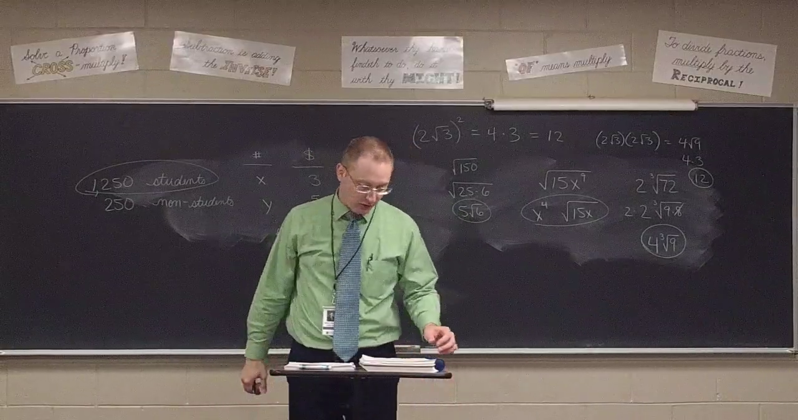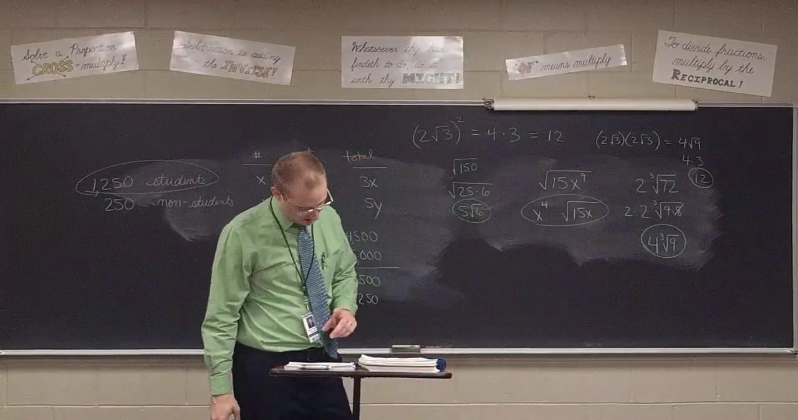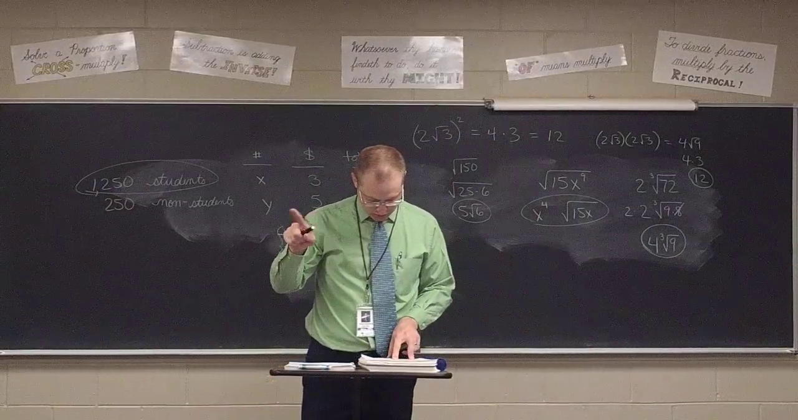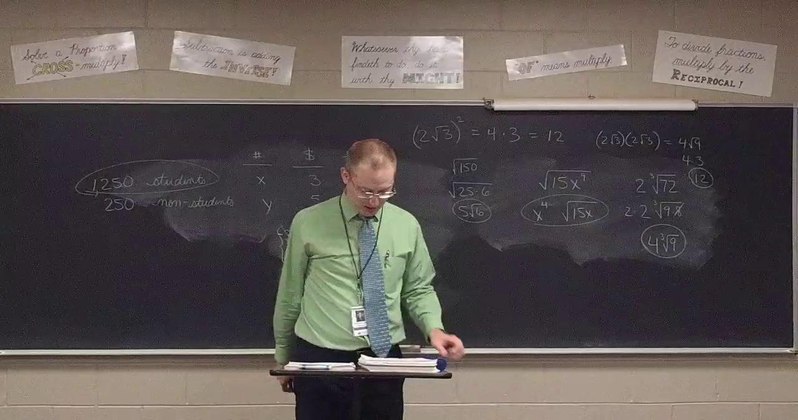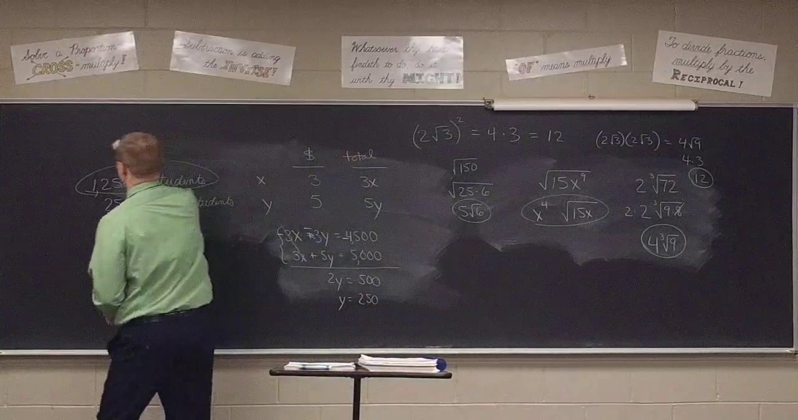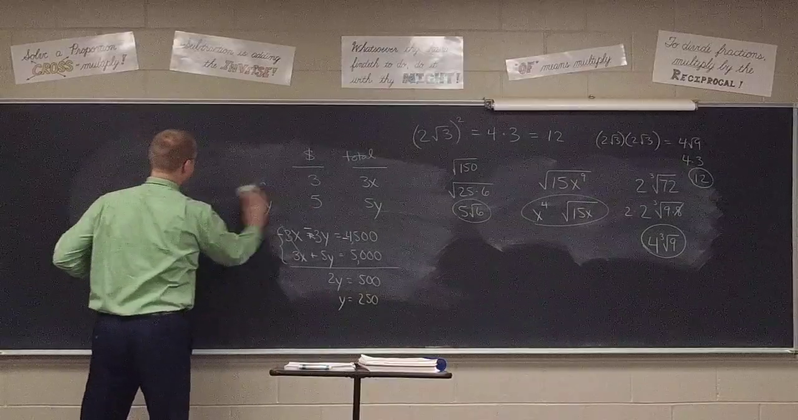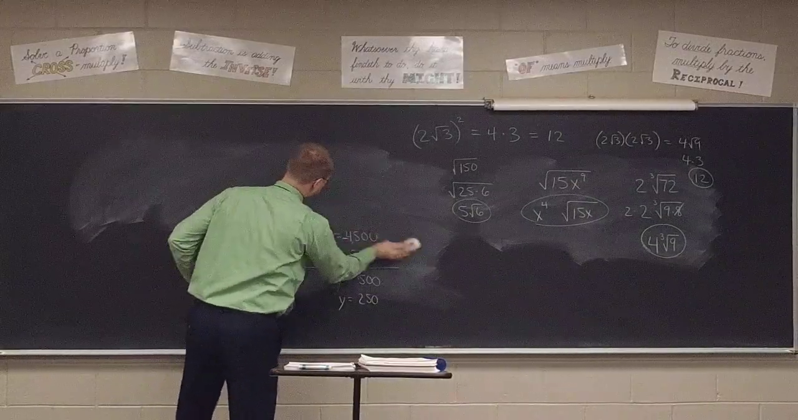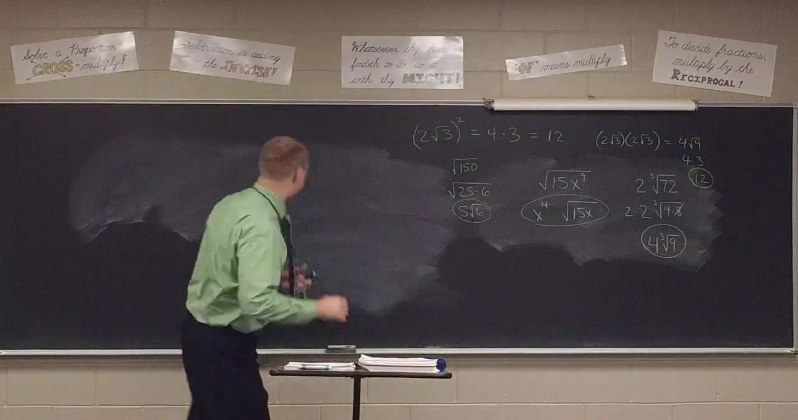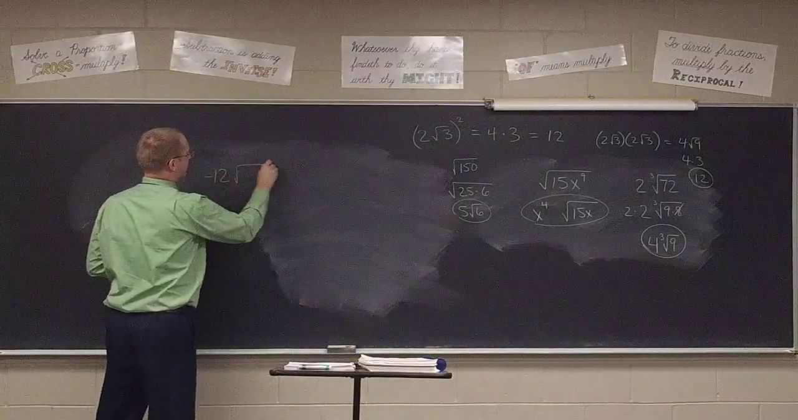So what do we get for our initial answer on 17? And let's see, whose turn are we at now? Brecken. Number 17, what'd you get for your initial answer? -12 times the square root of 300. Excellent. -12 times the square root of 300 is right.